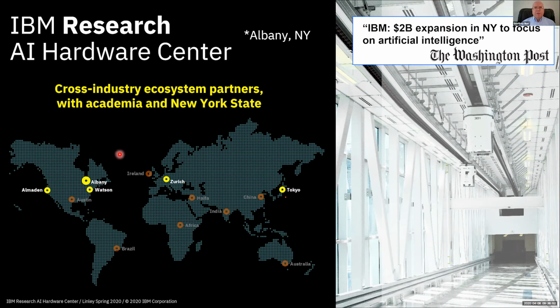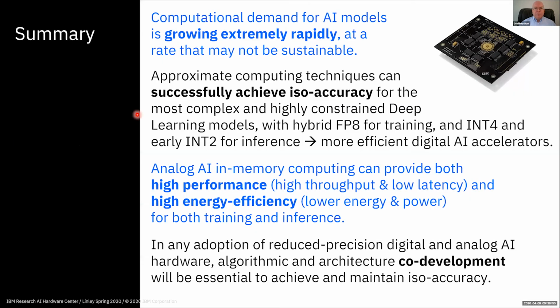So with that, I'll summarize my talk. Computational demand for AI models is growing extremely rapidly, at a rate that may not be sustainable. Approximate computing techniques can successfully achieve ISO accuracy. No matter how complex and constrained the deep learning models are, we're able to show that this hybrid FP8 for training is exactly achieving ISO accuracy. Int4 for inference is exactly achieving ISO accuracy, and we have early results that Int2 looks like within a year or so we will also be at ISO accuracy for inference across a wide variety of extremely complex models, with the ability to support into the future as new models are extended from the building blocks that we're already using.